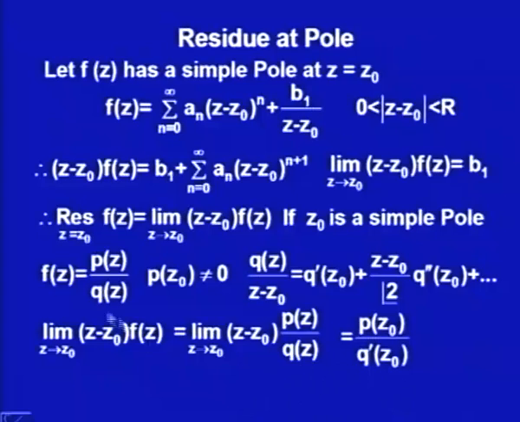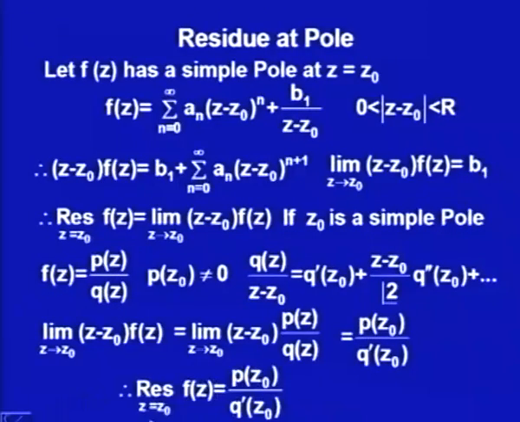What we will do, if my function is of the form p(z) upon q(z) such that z0 is a zero of q, but not a zero of p, that is z0 is a simple pole of f, then the residue at z equal to z0 of f can be given as p(z0) upon q'(z0), that is the derivative of q at z0. These are the simple formulas. Let us use these simple formulas for the evaluation of our integrals.